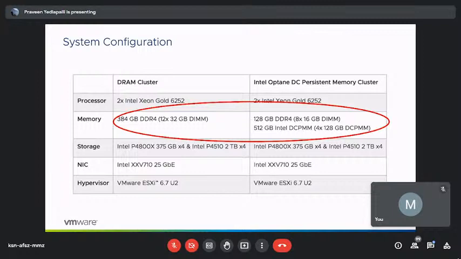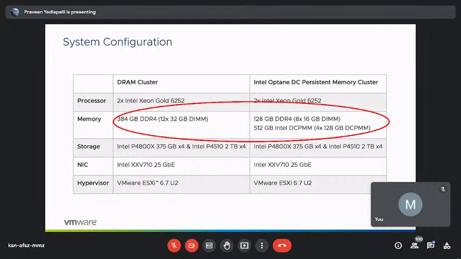So the main difference between the DRAM system and the PMM system is, instead of 384 GB DRAM, on the PMM system, I have 128 GB DRAM and 512 GB PMM. So this combination is the same price as buying 384 GB DRAM. So 128 GB DRAM plus 512 GB PMM cost the same as 384 GB DRAM on the left. So that's why we are comparing these two configurations.